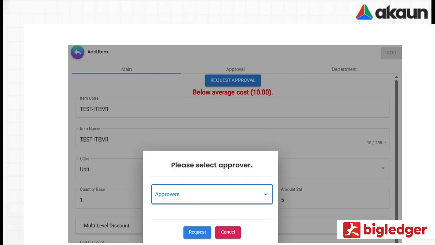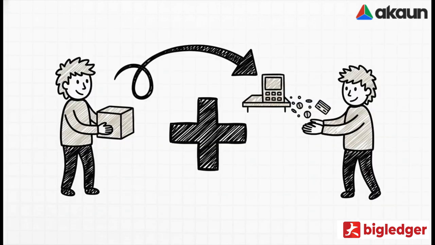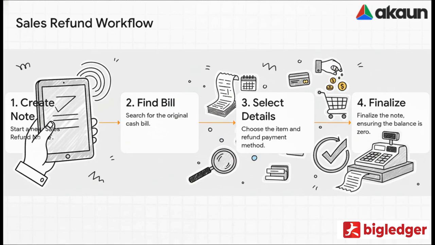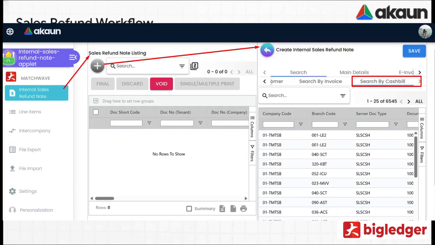All right, next up, the classic return. A customer wants to return an item and get a refund. For this, you're going to use the Sales Refund Note. It handles both the item and payment. The process is a breeze. Create the note, find the bill, select the item, and finalize.